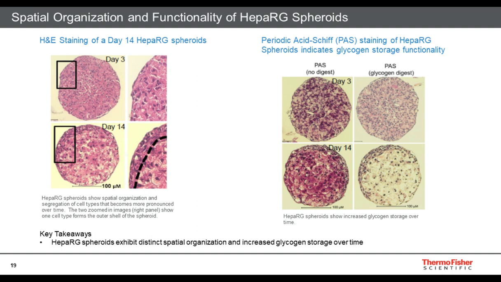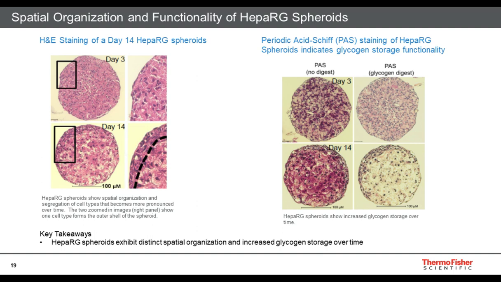And this little tiny cutout on the bottom right, you can see that it does look like one cell type does indeed form the outer shell, and the other cell types are in the center. One step we're currently doing is just antibody staining so we can verify which cell type is which.